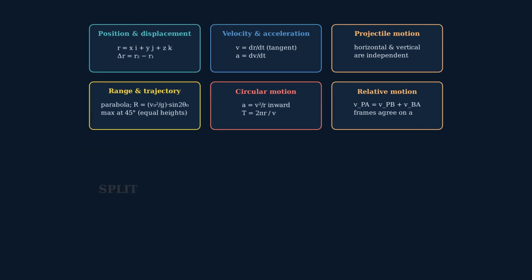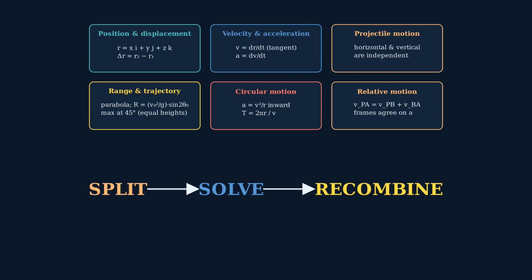If you carry one habit out of this chapter, make it this rhythm. Split the vector into components. Solve each component as a simple 1D problem. Then recombine. Split, solve, recombine. It works for projectiles, for circles, for relative motion, for everything ahead.